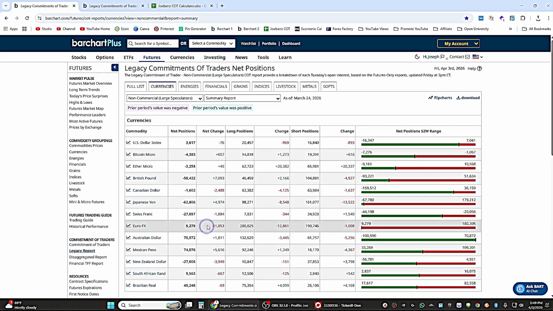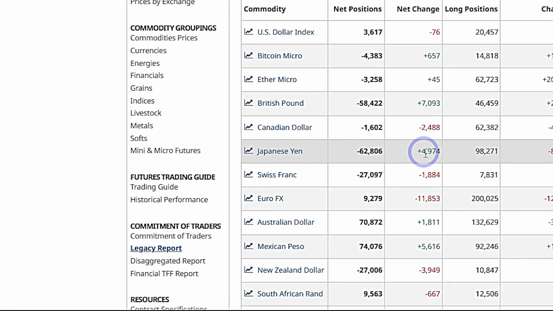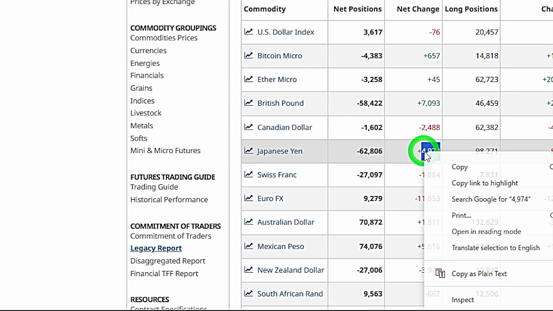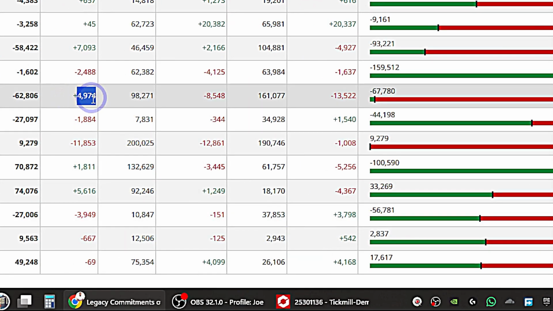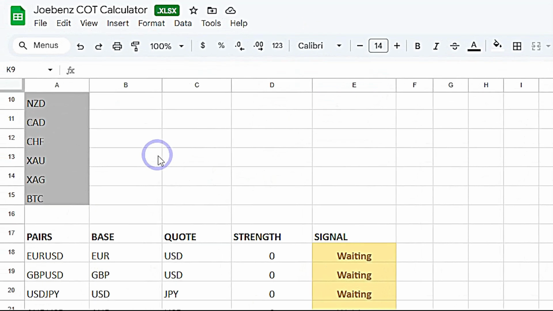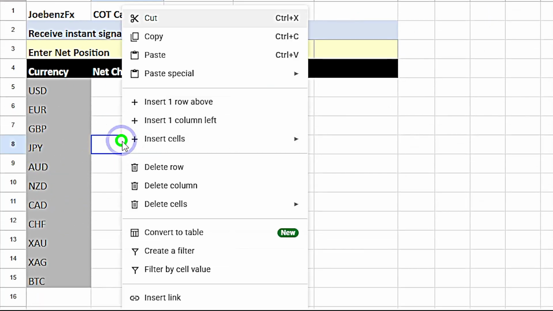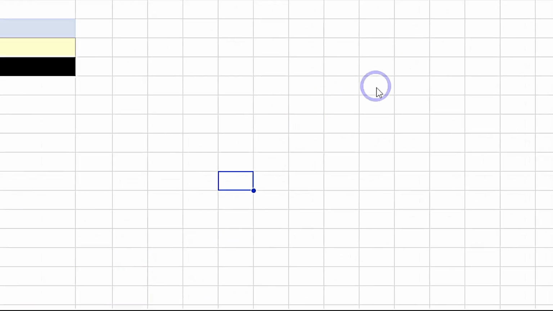So I look at this Japanese yen and I see that Japanese yen is plus 4,974. So I will copy the data excluding the plus sign, because mathematically a number without a plus sign, every calculator understands is a positive number. So we're going to copy that without a plus sign. Remember, look at it, there's no plus sign here, and we're going to go back to our calculator, go to JPY, paste this inside the JPY tab and click outside.